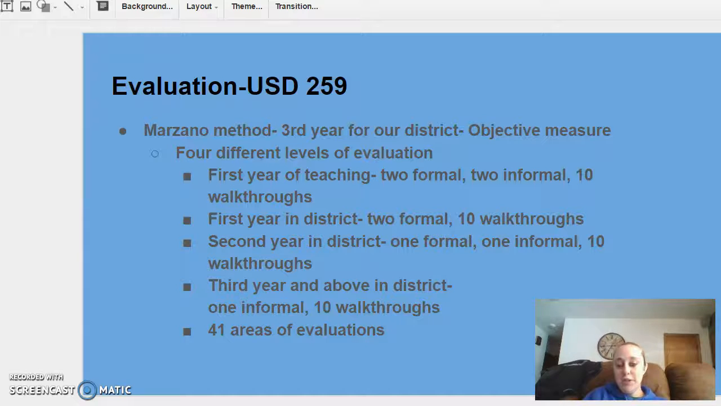So your first year of teaching anywhere ever, you will have 2 formal evaluations, 2 informal evaluations, and 10 walkthroughs. And we'll go over what that means on the next slide. Your first year in the district, if you have teaching experience in another district, you will have 2 formal evaluations, no informal evaluations, 10 walkthroughs. And then your second year in the district, you'll have 1 formal and 1 informal and 10 walkthroughs. In your third year, you'll have 1 informal and 10 walkthroughs.